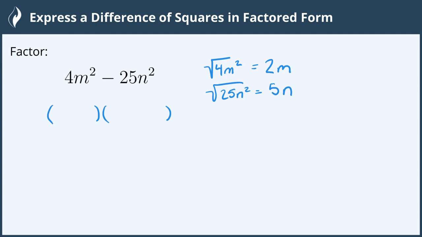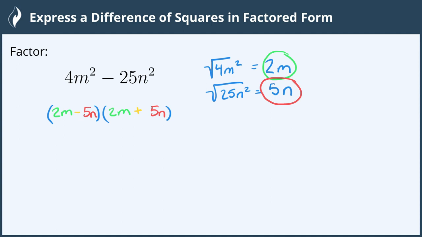So we'll take the first one, and it goes in the first position of each binomial, 2m and 2m. And the second square root goes into the second position of each binomial, 5n and 5n. And then the sign in between them, we have one subtract and one add. And the order doesn't matter. We can do the addition first and the subtraction second.